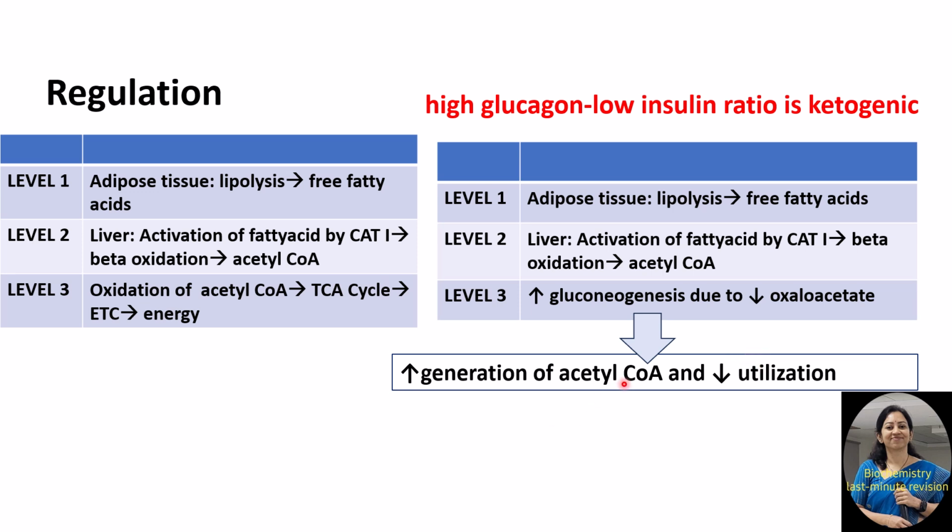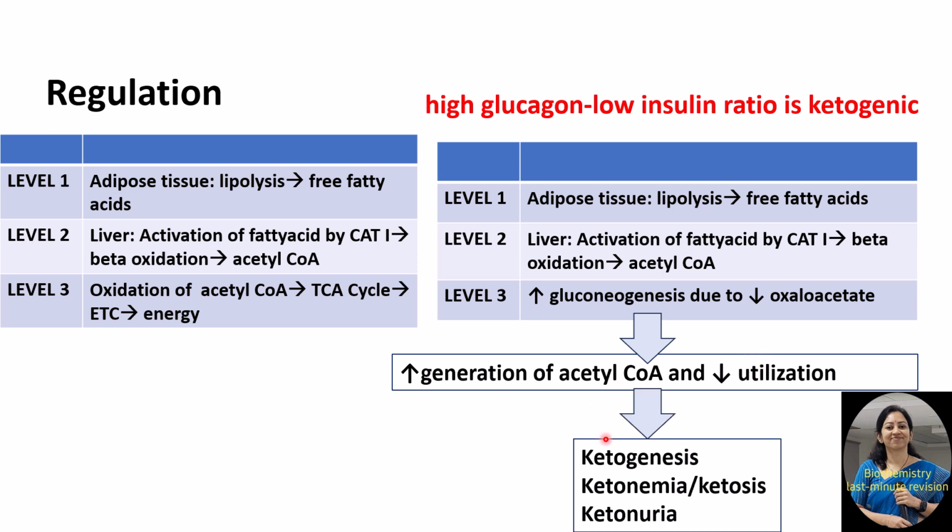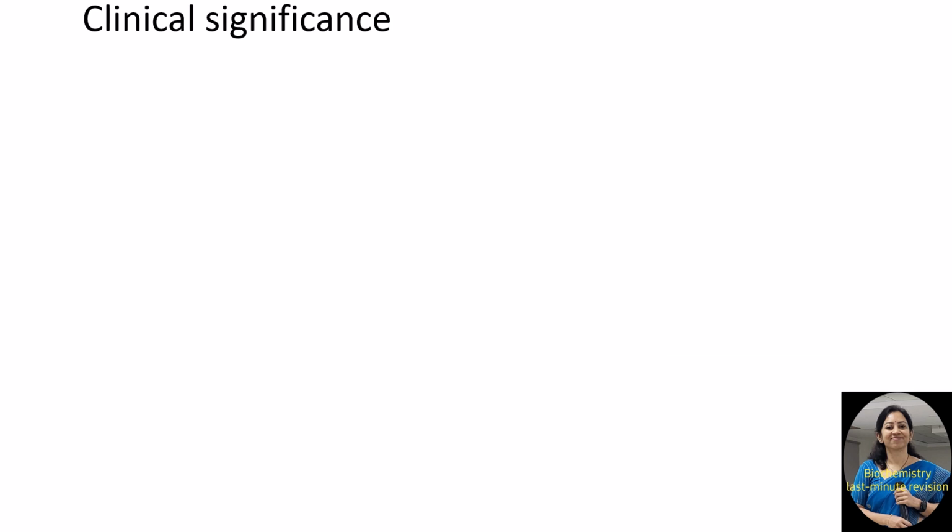So now this acetyl-CoA gets diverted to ketogenesis, and this results in accumulation of the ketone body in the blood circulation, known as ketonemia or ketosis. So when it exceeds the capacity of the circulation to hold the ketone bodies, it gets excreted in urine, which is known as ketonuria. So this is about the regulation and its clinical significance when there is high glucagon, low insulin. Okay, coming to the applied part.